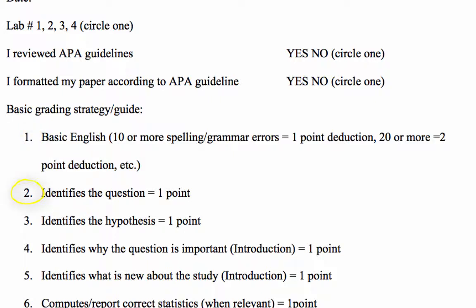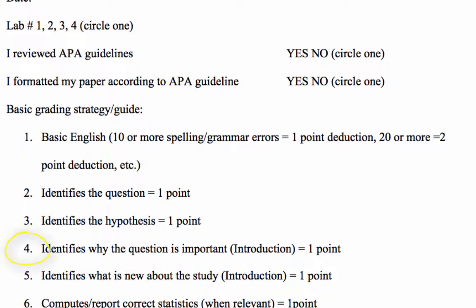The second aspect taken into consideration is whether or not the writer identifies the questions they are looking to answer. If successfully completed, this will earn the writer 1 point. The third aspect taken into consideration is whether or not the writer identifies their hypothesis. If so, they will again earn 1 point.